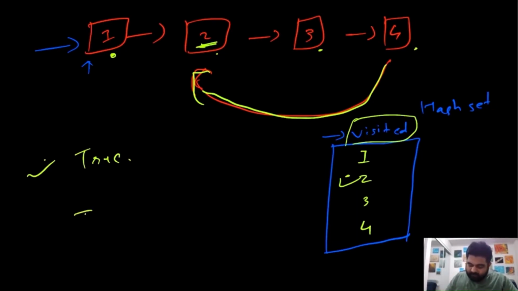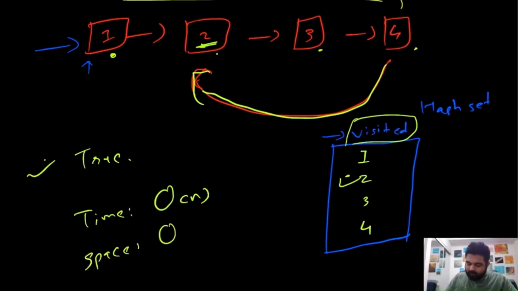If we calculate the time and space complexity, the time complexity in this case is going to be big O of n, because we are iterating over all the nodes just one time. And the space complexity in this case would be big O of n as well, because we are using this additional visited hash set to detect whether there exists a cycle or not.